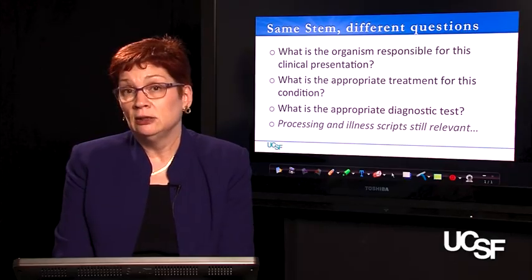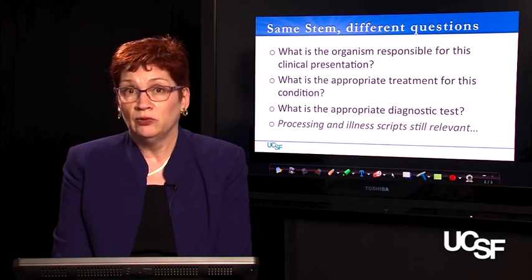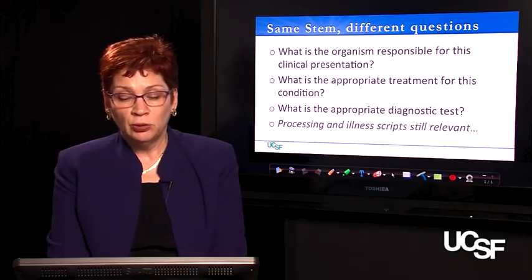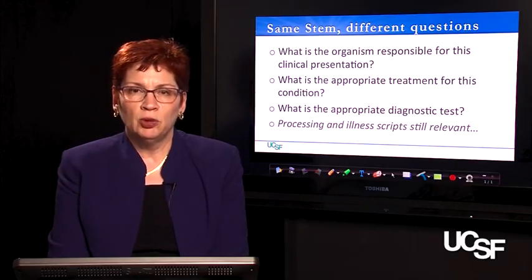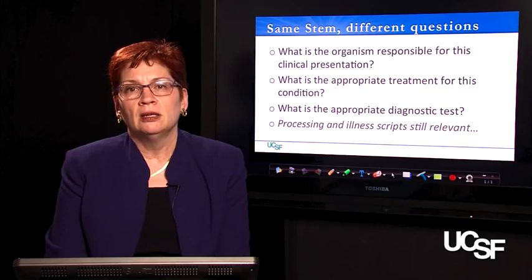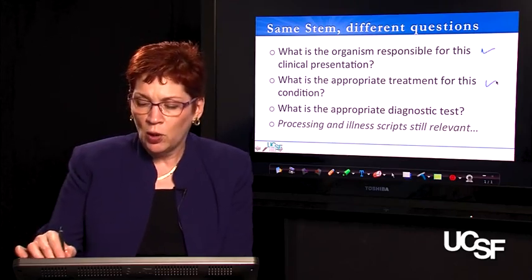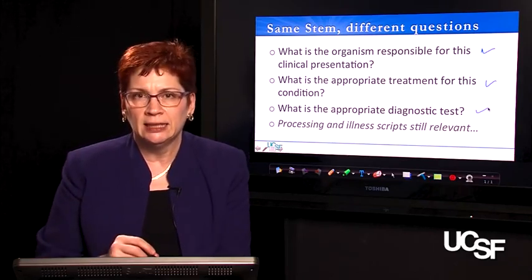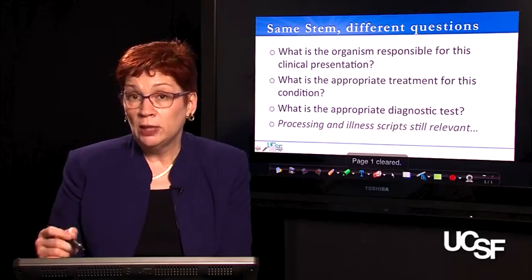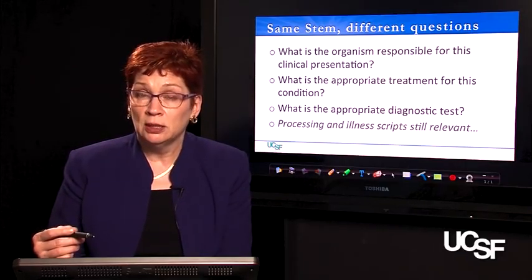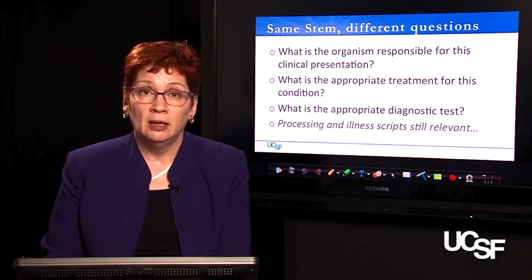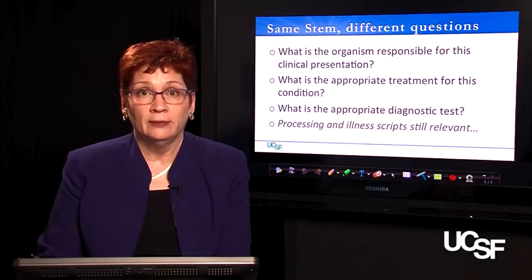We could ask a series of questions about what's the organism responsible for this clinical presentation, and they'd have to say it was Epstein-Barr virus. Or what's the appropriate treatment for this condition? Or what's the appropriate diagnostic test? But the processing and the illness scripts are still relevant because all of these questions would require you to do an accurate diagnostic assessment before you're able to answer each of them. So if I was writing test questions for a particular organization, I could get 4 or 5 questions out of this particular stem, just what we've constructed today.